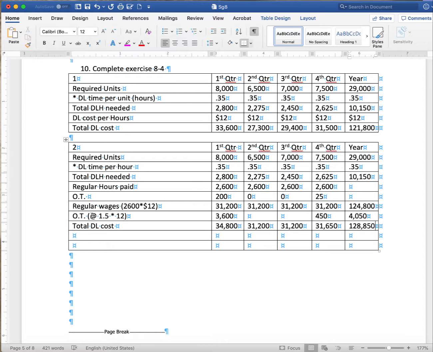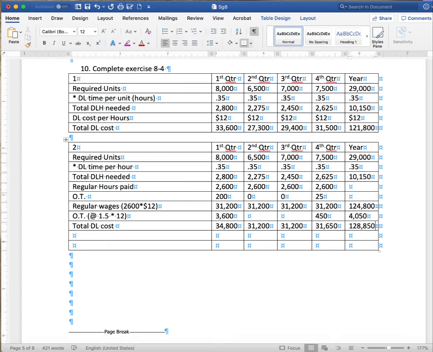Under scenario 2 or part 2, they're guaranteed to be paid for 2,600 hours regardless of what they work. So in essence, from a management point of view, we're losing money, right? Because we're paying our employees for work they're not doing, and anything above what we need, we're going to pay them more.